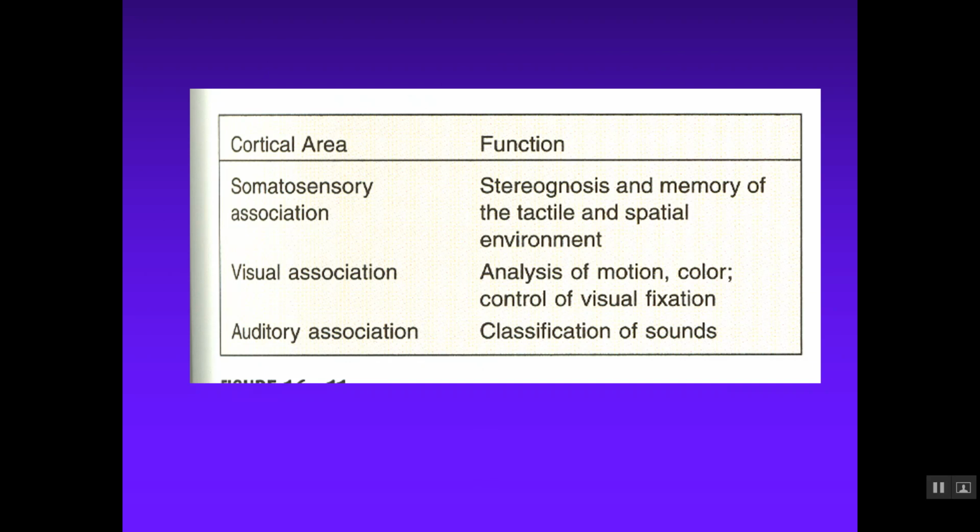Somatosensory association, what does it do? Stereognosis and memory of tactile and spatial environment, so you can use that later on. Visual association, this is where you're getting analysis of motion, color, control of visual fixation, so that you can respond to it. And then auditory association is that classification of sounds.